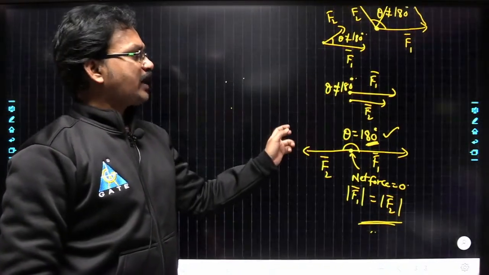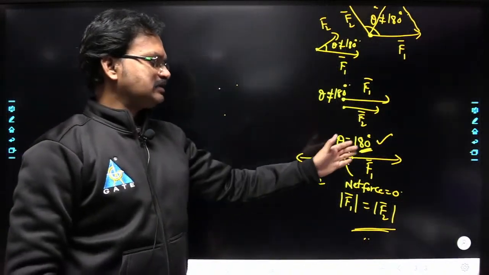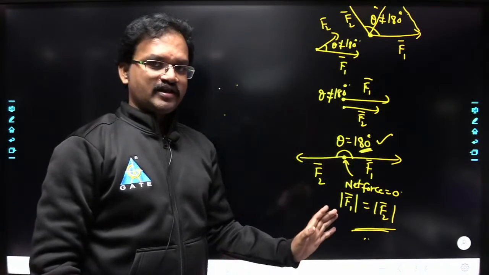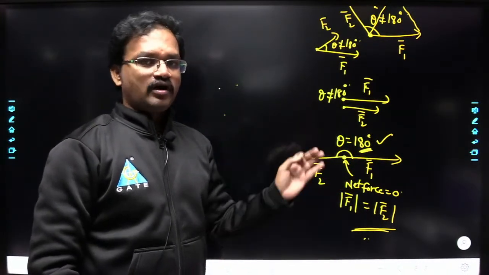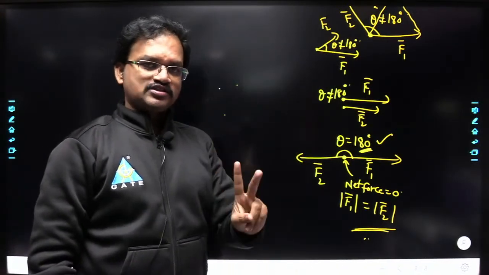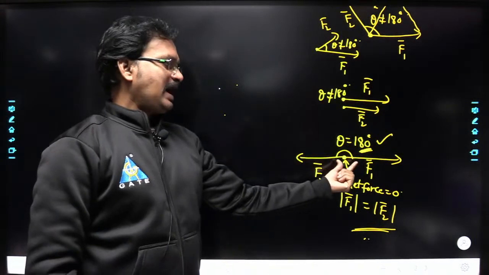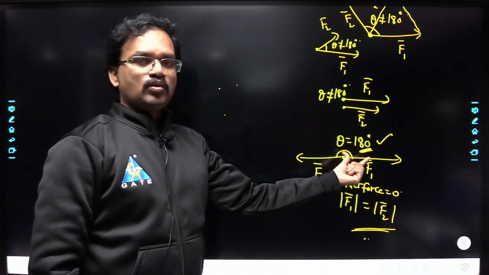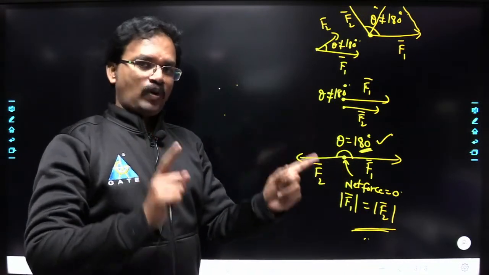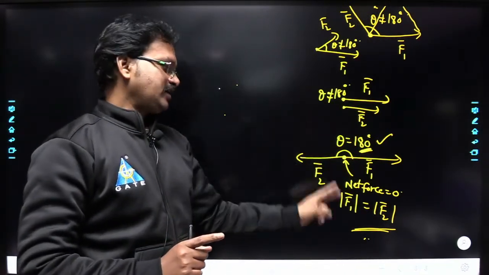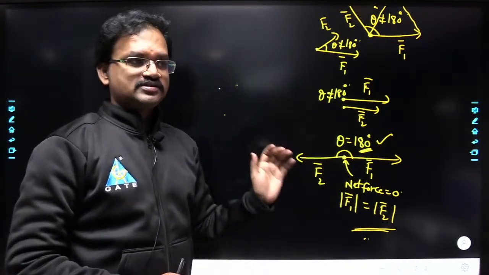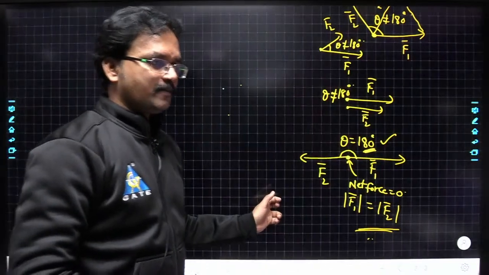Whatever the angle is, if the angle between two forces is other than 180 degrees, there is no chance for the net force to become equal to 0. So for the net force to become equal to 0, it has to satisfy two conditions. One, the angle between the two forces must be equal to 180 degrees. That means they must be exactly opposite to one another. That is the first condition. And the second condition is that the magnitude of both the forces must be the same. Right? Okay.